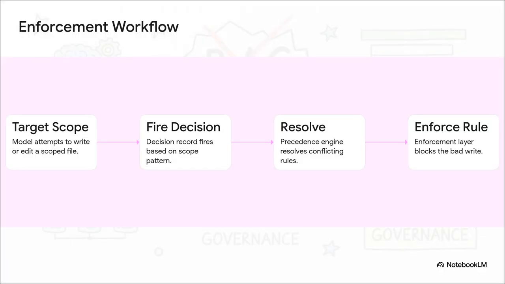Let's walk through how this builds into an actual workflow. Step 1, the AI model attempts to write to a scoped file. Step 2, thanks to those typed fields, the decision record fires perfectly based on the scope pattern, bypassing fuzzy semantic similarity entirely. Step 3, if multiple rules pop up, the precedence engine mechanically resolves the conflict. And finally, Step 4, our enforcement layer, the bouncer, steps in. It outright blocks the write if the AI tries to sneak SQLite past it. Boom, bad code stopped before it ever reaches human review.